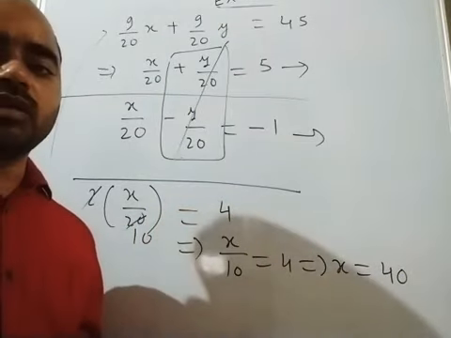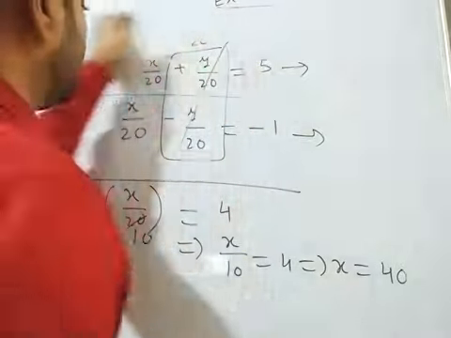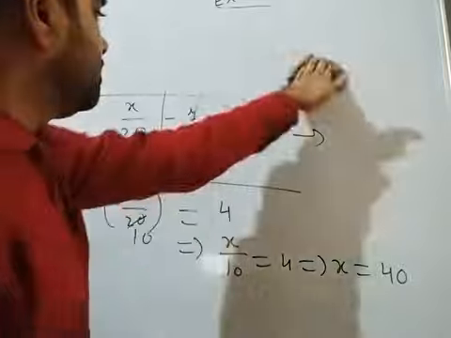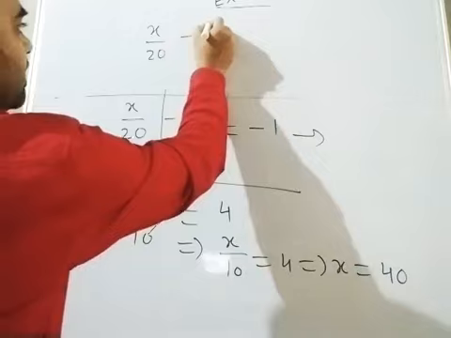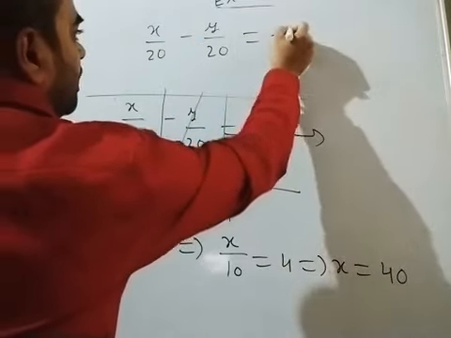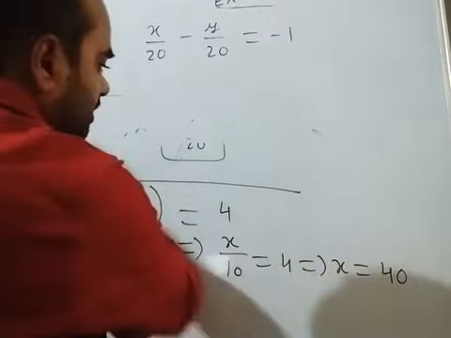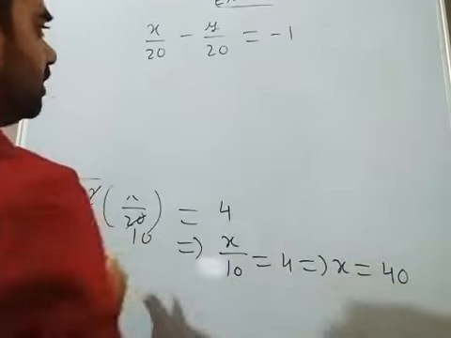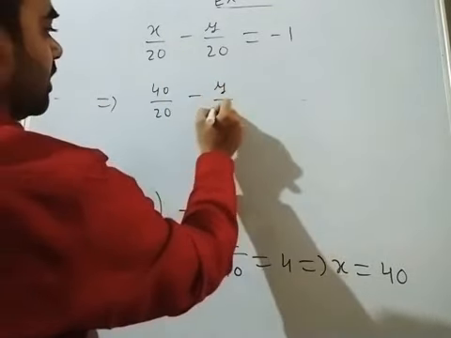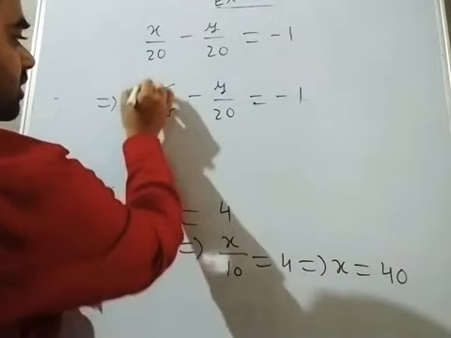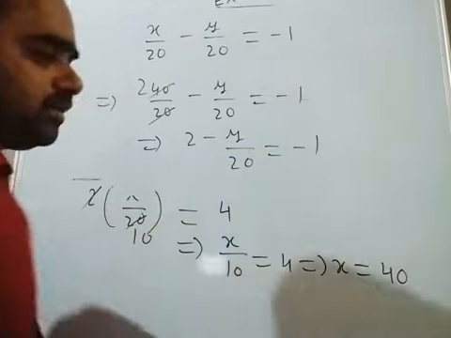If x is 40, how to calculate y? Take any equation. Clear? Suppose I am taking this equation: x upon 20 minus y upon 20 is equal to minus 1. Now substitute x is equal to 40. If x is 40, this will become 40 by 20 minus y by 20 is equal to minus 1. This is 2. It means 2 minus y upon 20 is equal to minus 1. Correct?